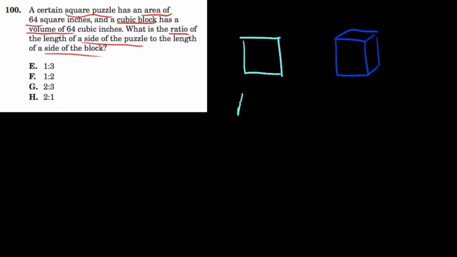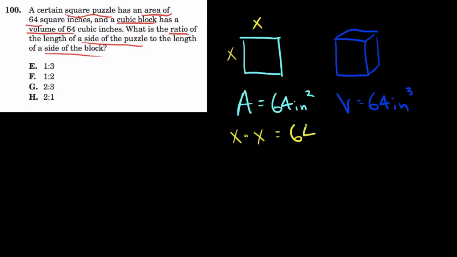They tell us the area of the square is 64 square inches, and the volume of the cube is 64 cubic inches. Let's think about what goes into the area of a square. That would be one side times itself, because a square is a rectangle where all of its sides are the same length. So length times width would just be, in this case, I'm calling it x times x, and that equals 64. So x would have to be the square root of 64, and that's what number times itself gives me 64. You just have to know that that's 8.